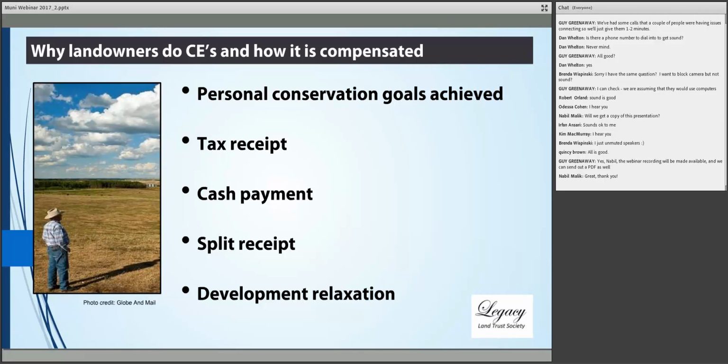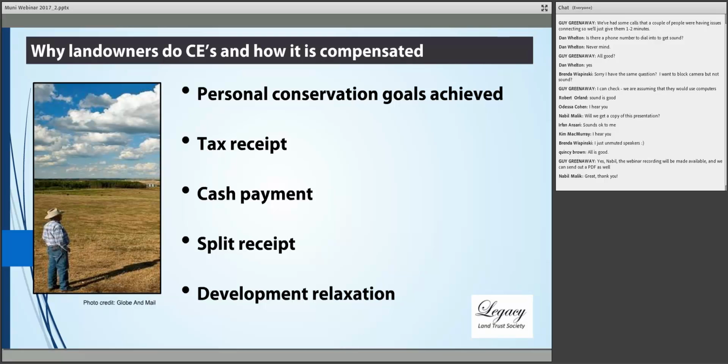So why do landowners do conservation easements, and do they get compensation for it? And this is a really common question when I start telling people what I do who don't really think about land on a regular basis, and I explain what an easement is, and they're like, why would anybody do that? It seems like it's going to have an impact on value or whatever. And it's true, it does and can.